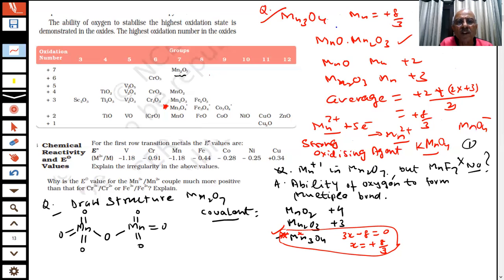What is the oxidation state of iron in Fe3O4? It will be 3x minus 8 equal to 0. It will again be 8 by 3 only. It is plus 8 by 3. This is the average oxidation number, student.